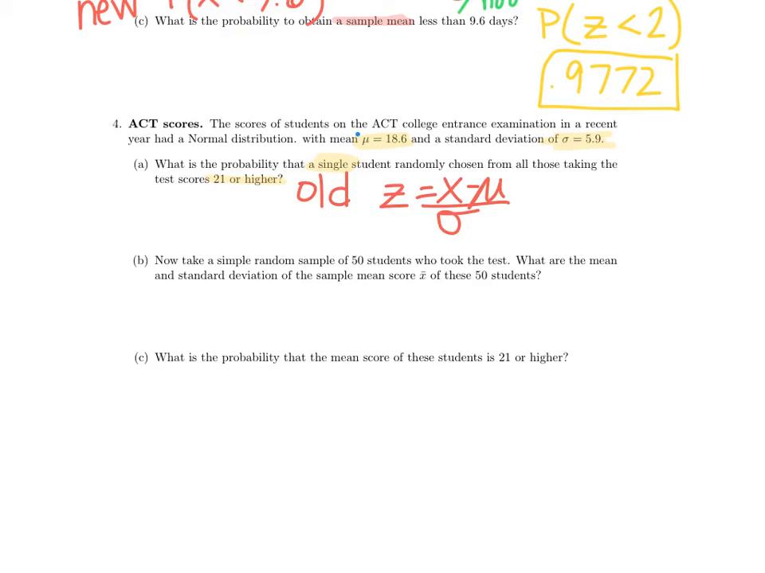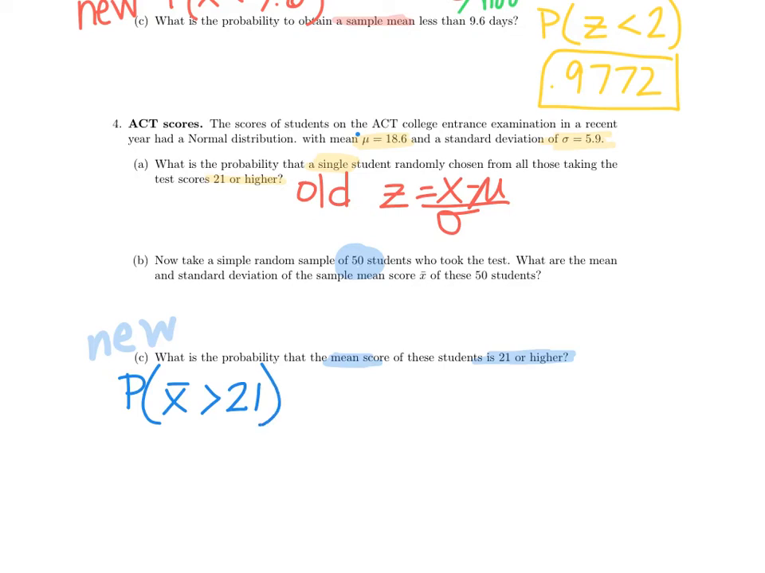Now let's go down to this example right here that says what is the probability that a mean score of these students is 21 or higher. Because the mean is asked for, we've got a sample of 50 students from this part of the information here. This is a new problem. So we're going to go ahead and calculate it as such. What is the probability that the mean score is greater than 21?